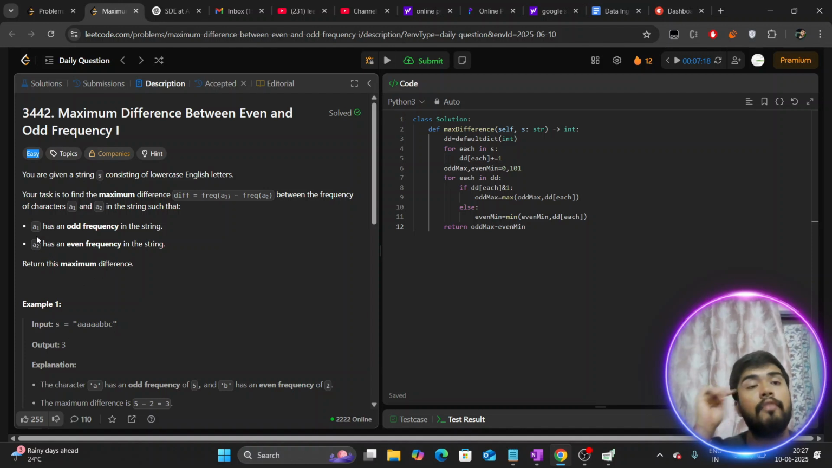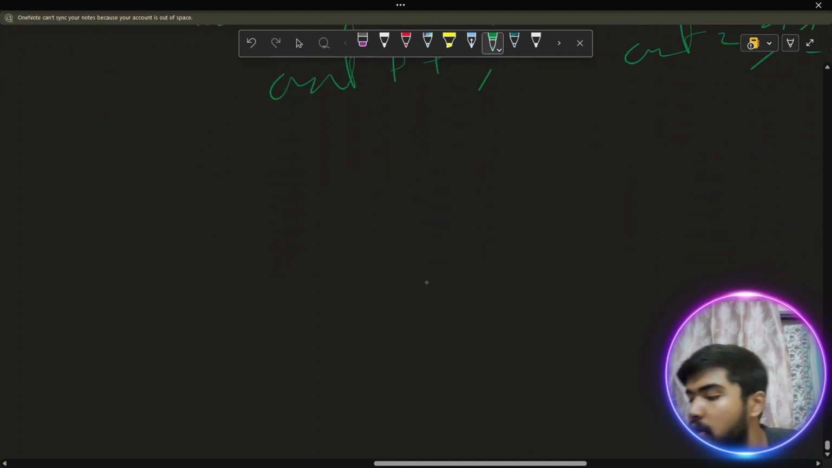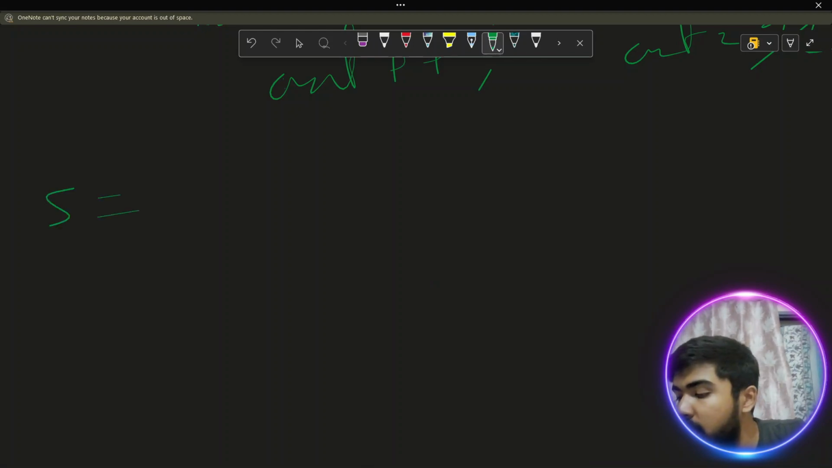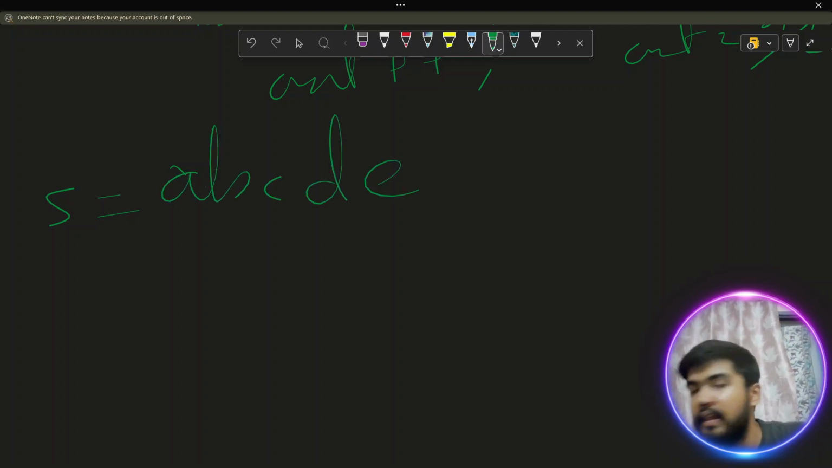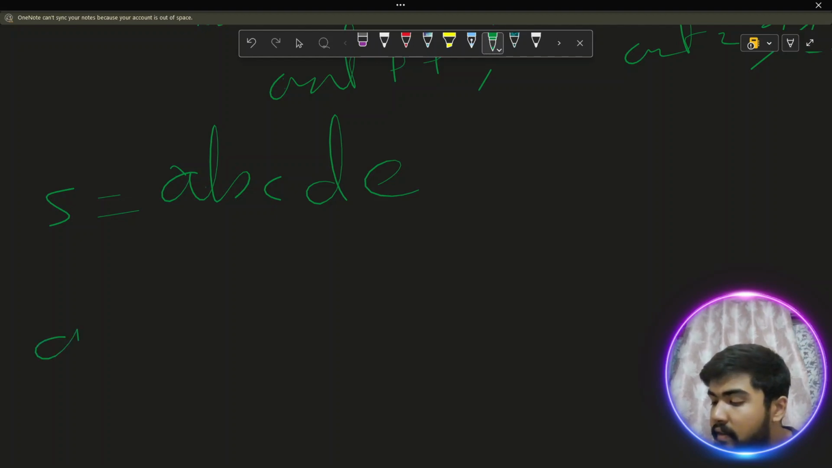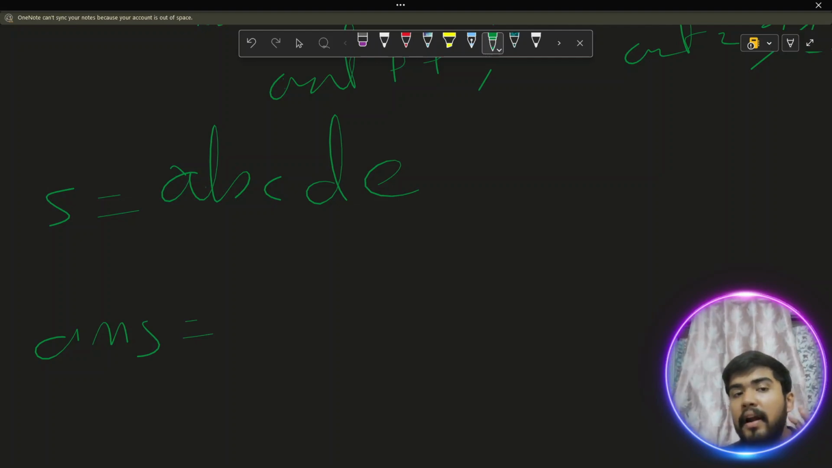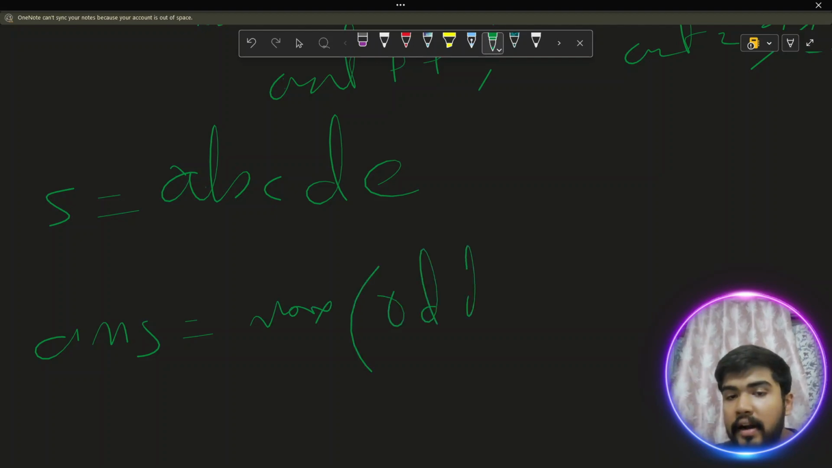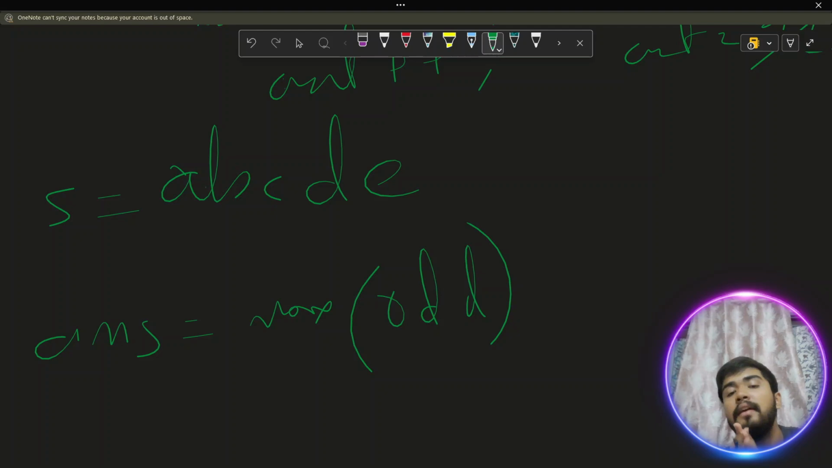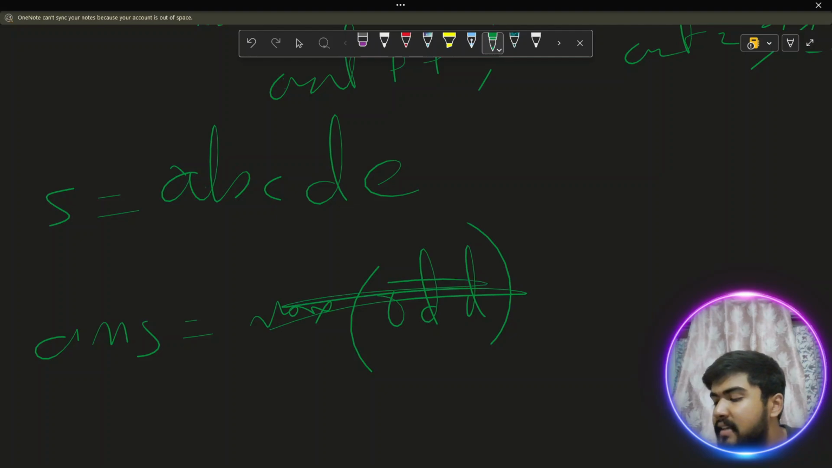So if we can quickly go to our OneNote. What they have given to us is a string S, holding some values A, B, C, D, E. Now what they are looking for in the answer: let's suppose a particular character occurs odd times, or two or more characters have occurred odd times, and we need to take the max.